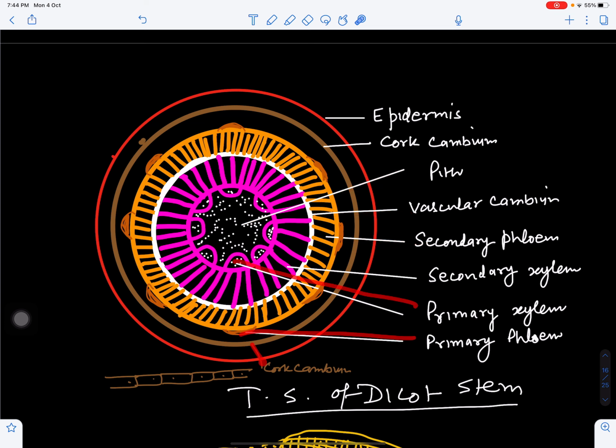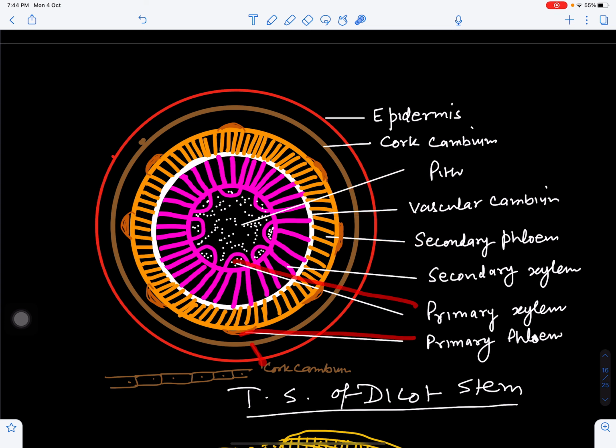Again, this is being produced in the spring season, and this is being produced in the autumn season, and in the center is present pith. So this is the structure of the TS of dicot stem showing secondary growth, and these are its cellular details. When we show the structure in the cell formations, this is called cellular details.